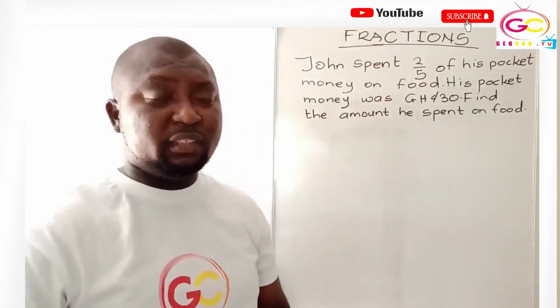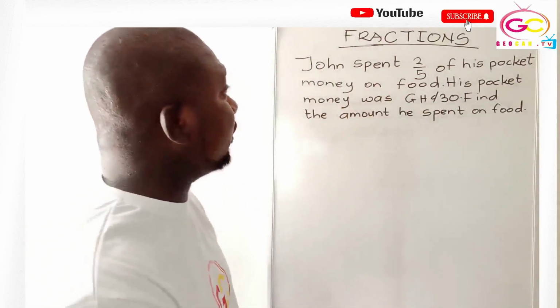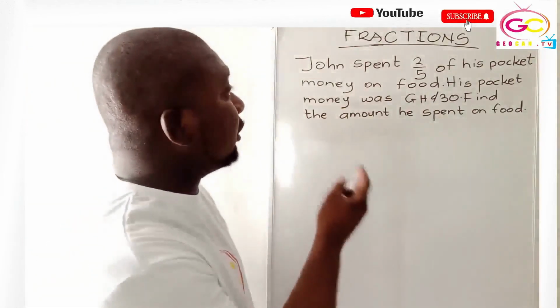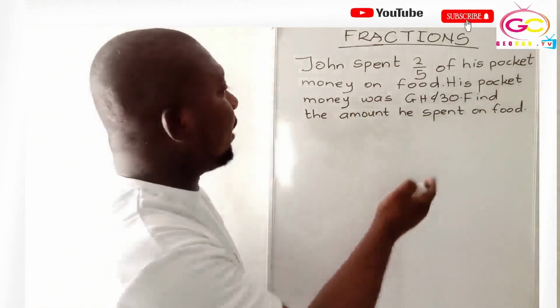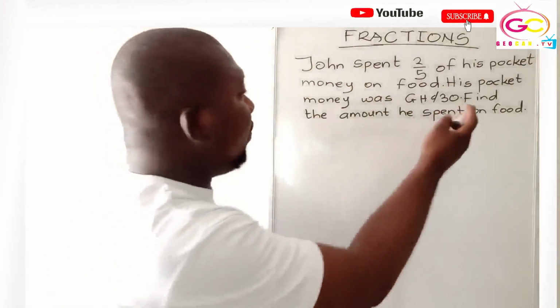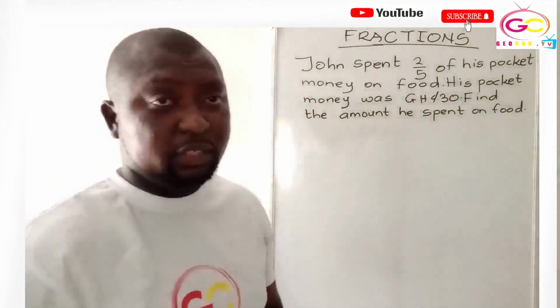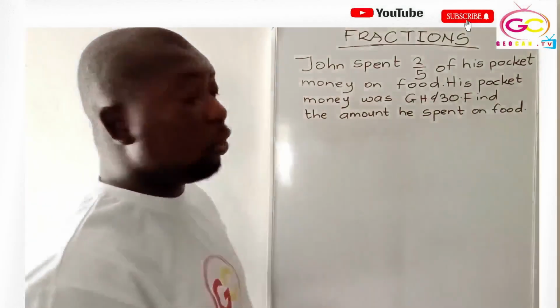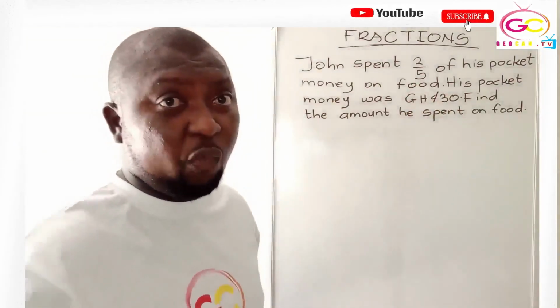My name is GEOCAN. Yes, let's tackle a question on fraction, this particular question. And what do we have? We have John spent 2 over 5 of his pocket money on food. Now, his pocket money was 30 cedis. Now, find the amount he spent on food. Yes, this is so easy, right? We are told John spent 2 over 5 of his pocket money.